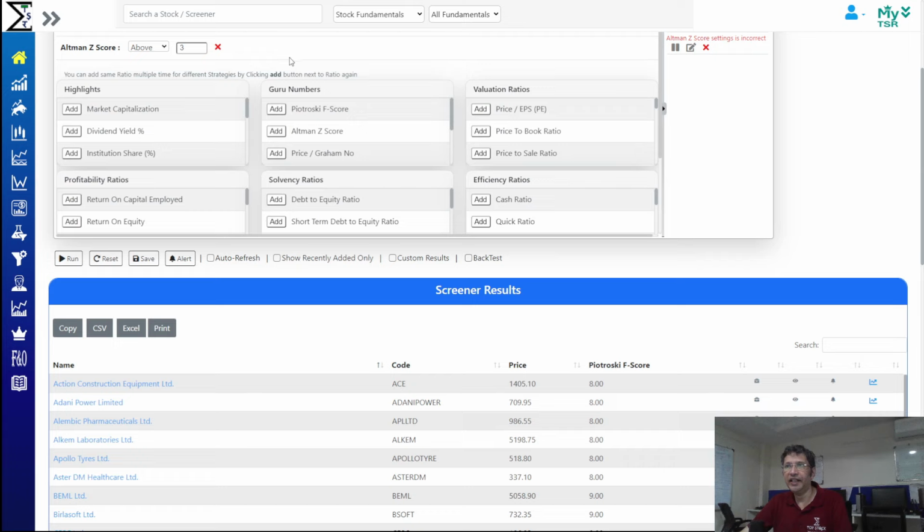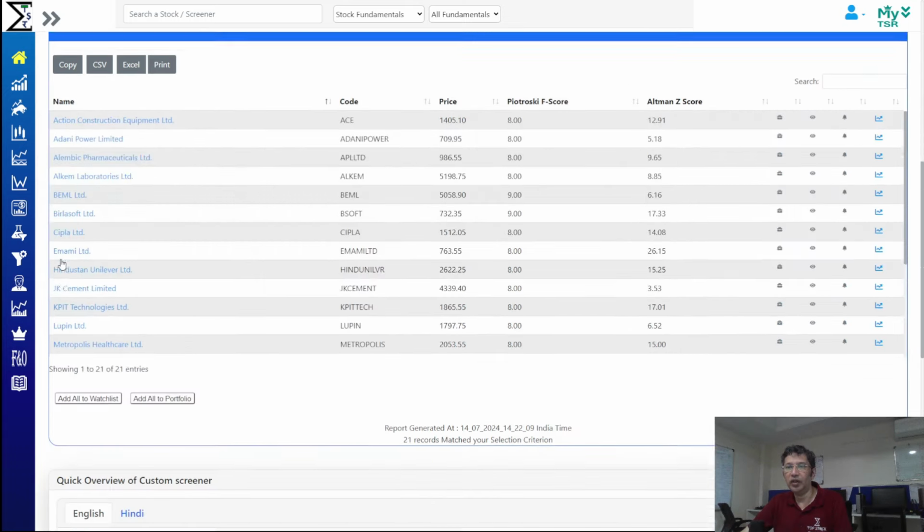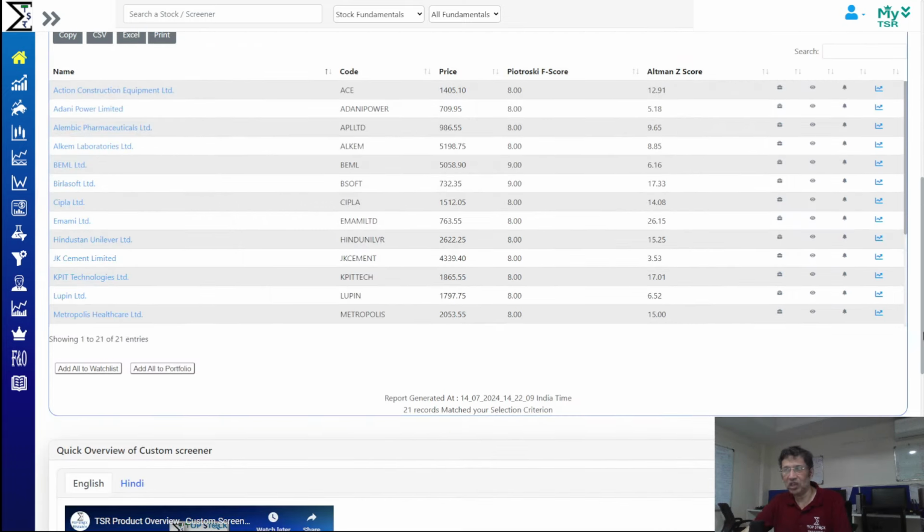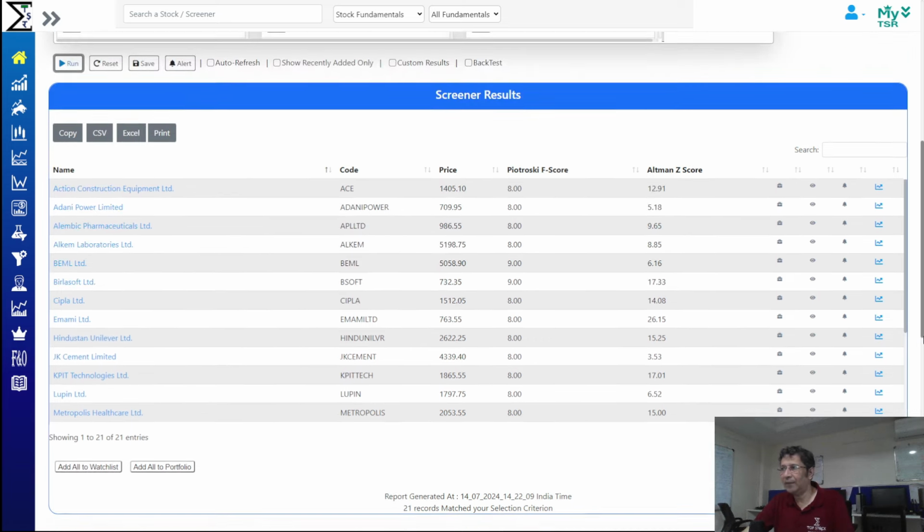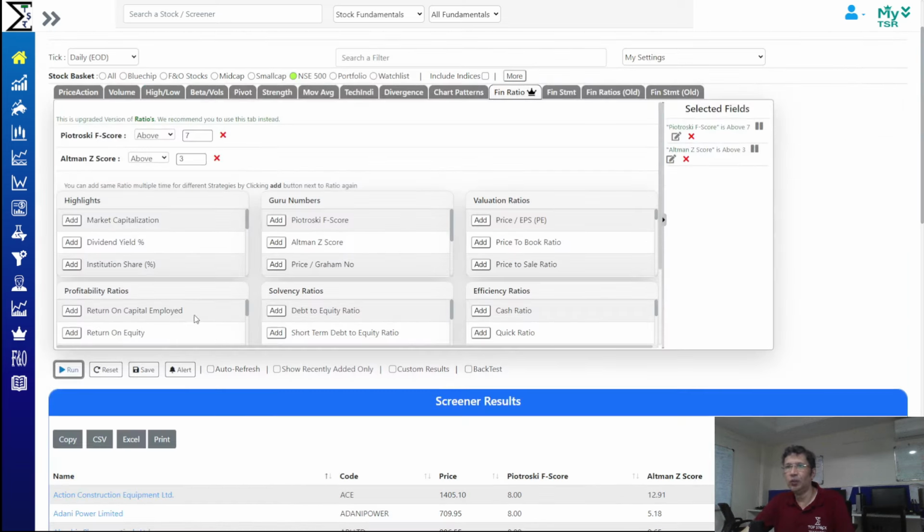So let's look at stability as well as investment grade. How many stocks do we get? We get about 21 stocks, right? So this can be a great starting point for you. So whatever you generally trust on valuation or profitability or statements, we have a certain set of parameters, and almost along the same lines we have mentioned out here: guru numbers, valuation, efficiency, solvency, profitability, right? All these numbers are mentioned out here.